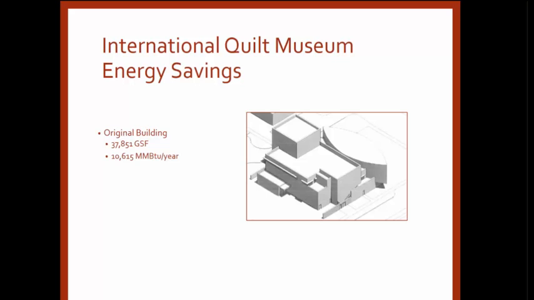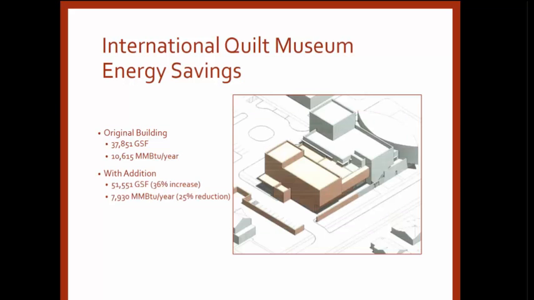So this is the best example of our recommissioning effort. This is the International Quilt Museum. It's a very humidity sensitive building because of the contents of the museum. The original building was about 38,000 gross square feet and used about 10,500 units of energy per year. During the addition of the building, it increased in gross square feet by 36%. But while we were commissioning the new addition, we also recommissioned the existing building, and the recommissioning effort reduced the total energy by 25%. But when you account for the increased gross square feet, the actual EUI reduction was about 45.1%.